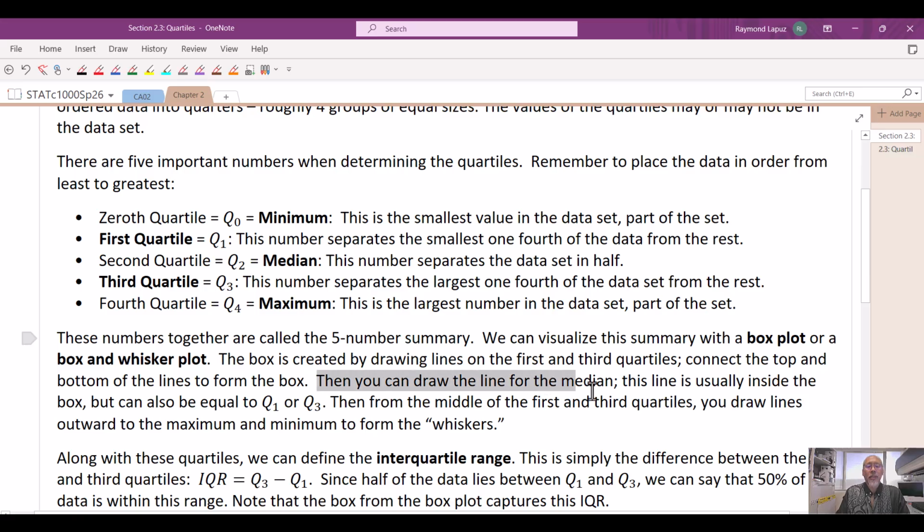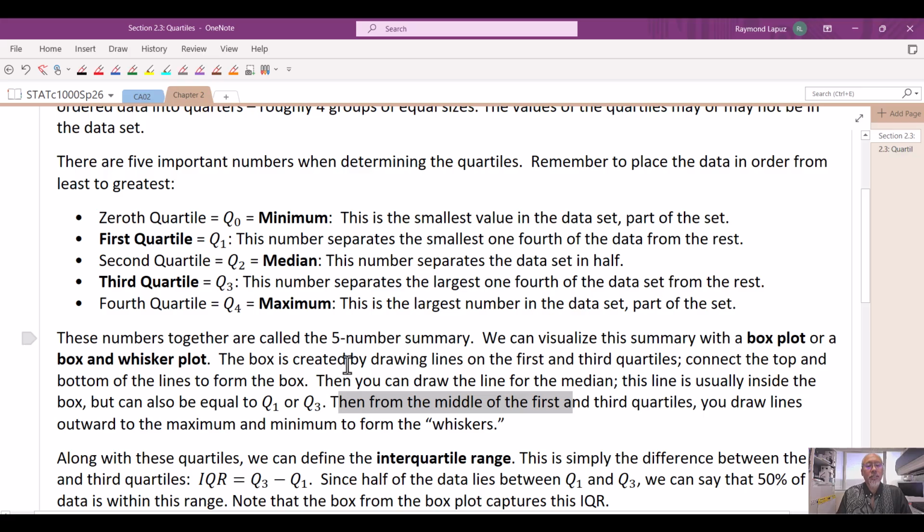Then you can draw the line in the middle for the median, and sometimes you see it as a dotted line. Sometimes the median and the first or third quartile are the same, so sometimes you don't see the median because it's just like one of the other sides of the box. And then from the first and third quartiles, you draw your lines outward towards the maximum and minimum, and that is where the word whisker comes from.